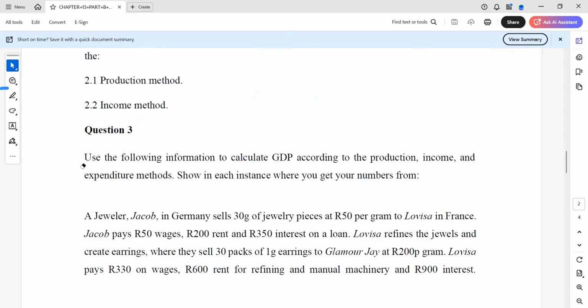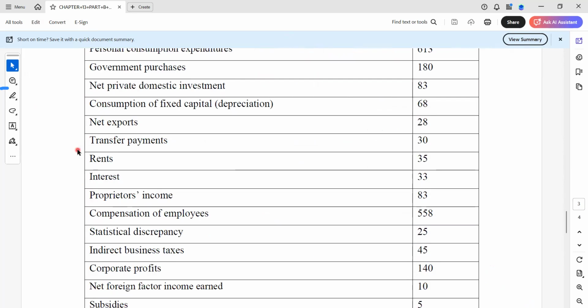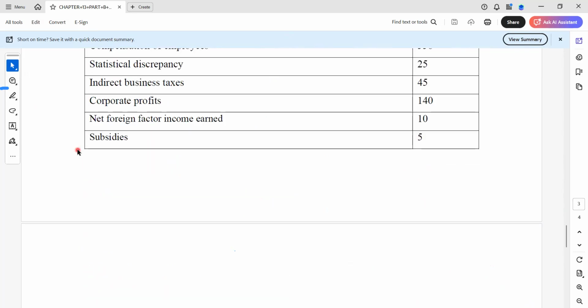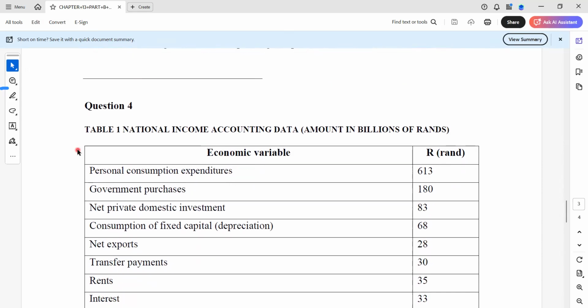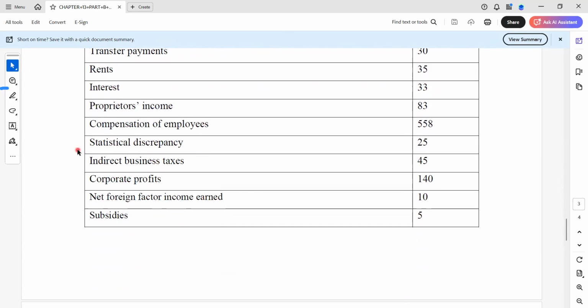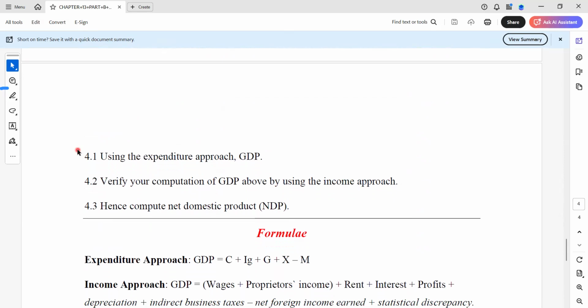Oh, we're doing the last question. This is question 3. Going for the last one. Question 4 is the last one. Okay, now question 4, they're saying: using the expenditure approach, calculate GDP.